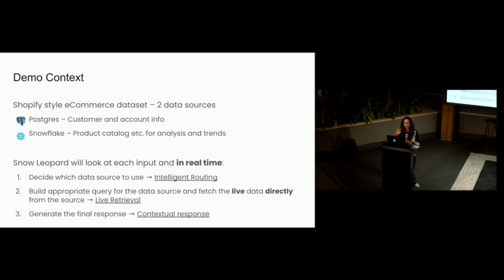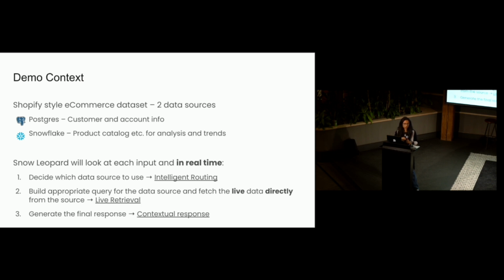So just to set up the context, in this case, we have a Shopify-style e-commerce data set, we modeled it on Shopify, with two data sources, Postgres and Snowflake. And it is set up how you'd expect. Postgres has the customer and account information. Snowflake has the more warehousey type stuff for data analysis, et cetera. And what I want you to notice is what happens in this case.